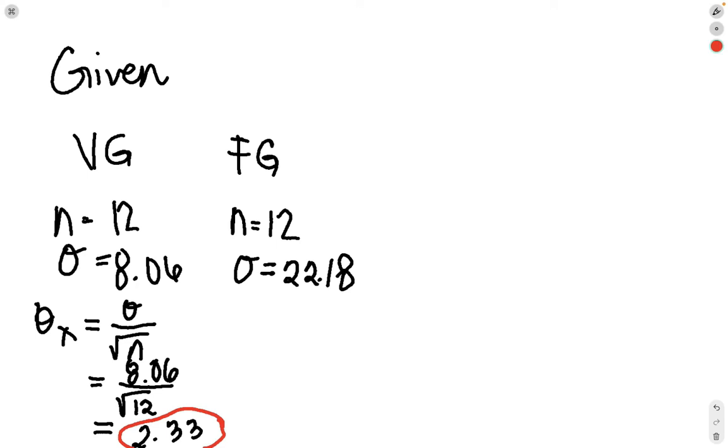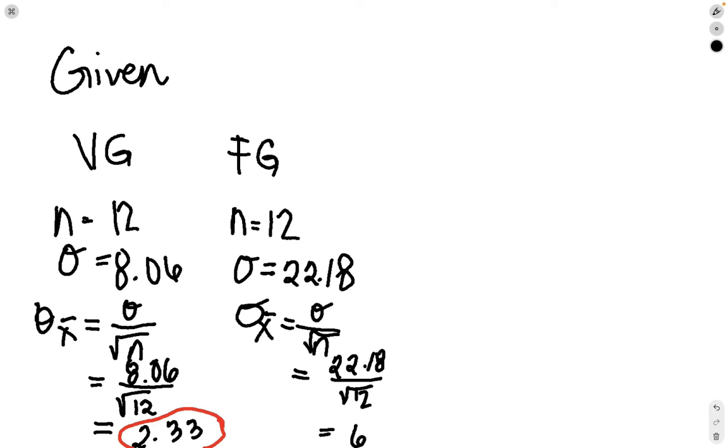On the other hand, I will compute the standard error of the mean of Francisco's group. Same formula. The standard error of the mean is equal to the standard deviation over the square root of the sample size. So we have here 22.18 all over the square root of 12, which gives us the answer 6.40. I will also encircle that one.